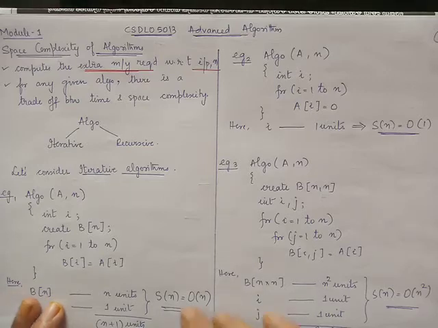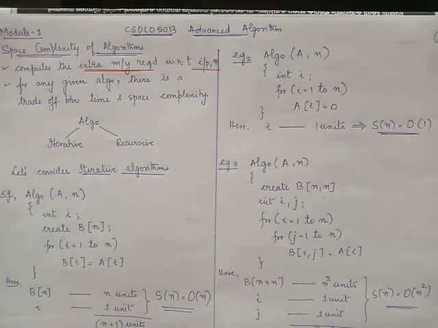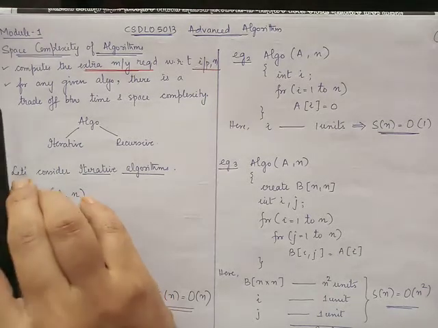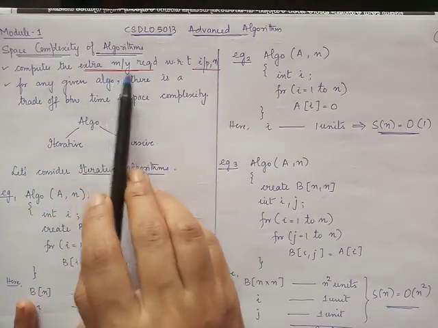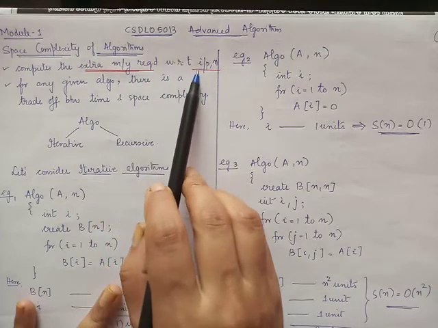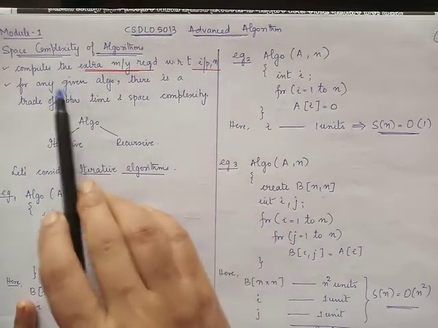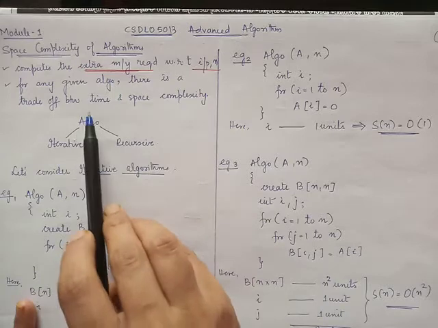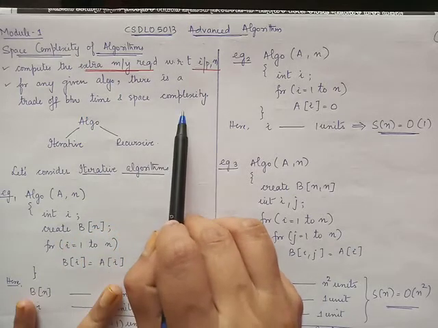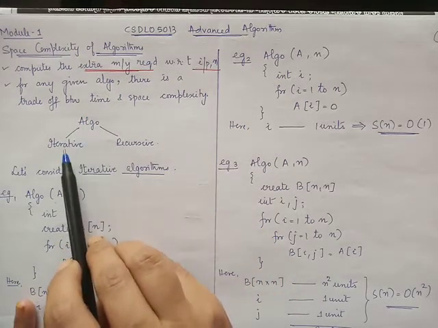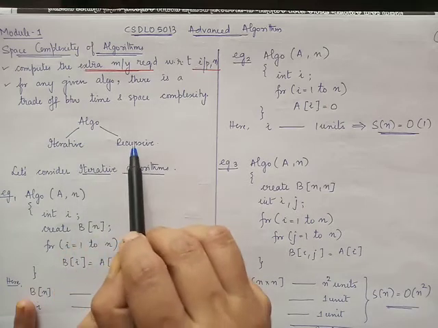Good morning, students. Let's discuss the space complexity of algorithms. Here, we will be computing the extra memory required with respect to the input n. For any given algorithm, there is a trade-off between time and space complexity. As we all know, algorithms can be classified into iterative and recursive algorithms.